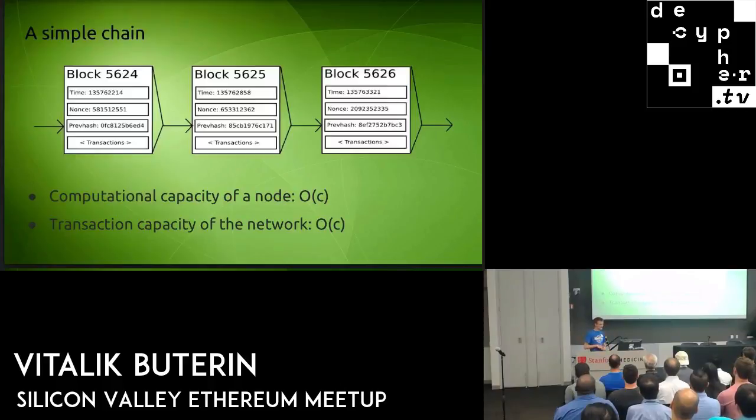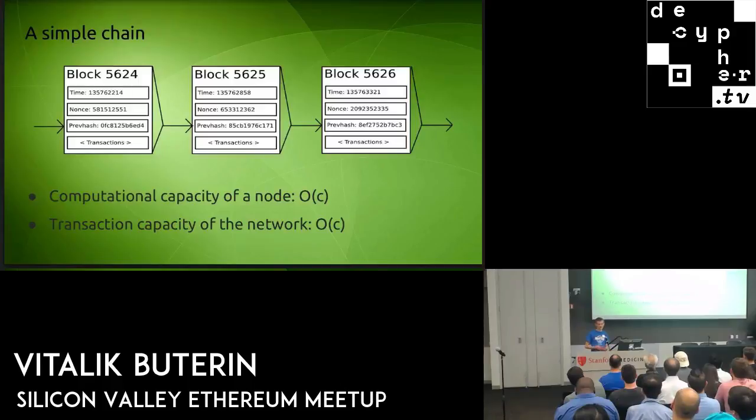Now, I'm going to use this number C to represent the computational capacity of a node. So C is basically the number of transactions that a node can process, we'll say per second, or per block interval, either in terms of computation, storage requirements, or bandwidth. We just assume that all of these are proportional and roughly equivalent to each other. And in a simple chain, we'll also say that the transaction capacity of the network is going to have to be O of C.